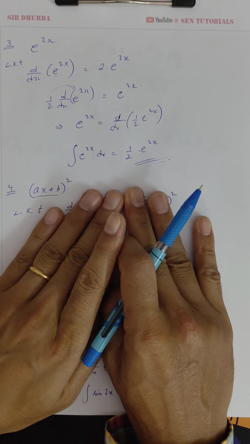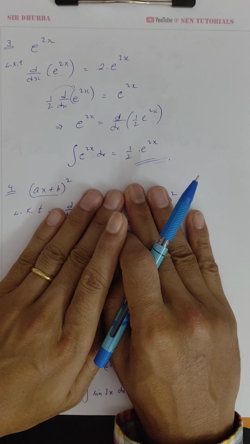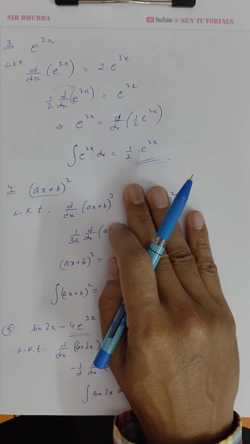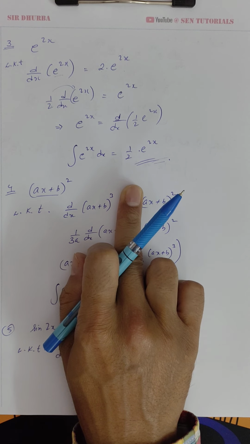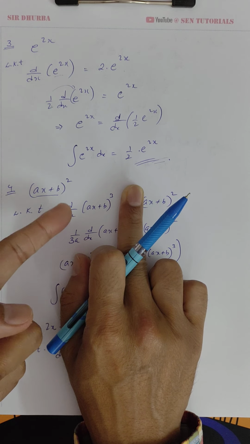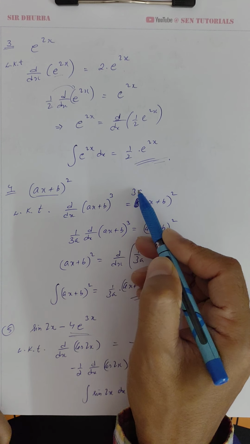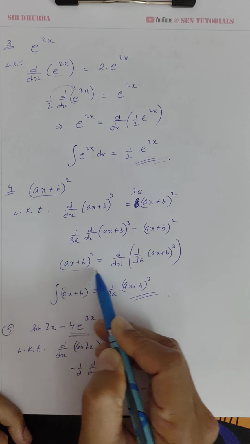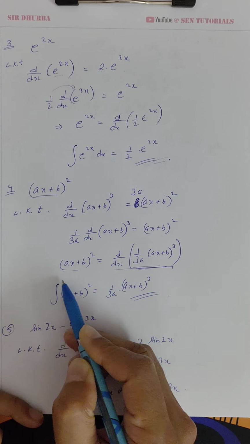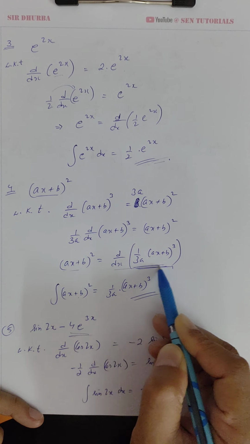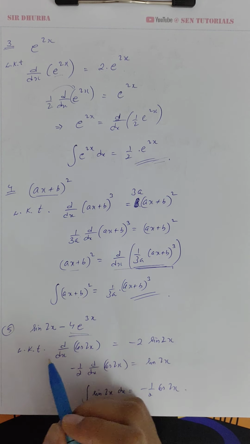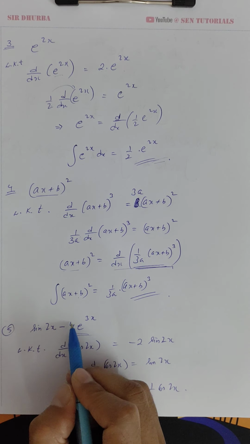Similarly, ax plus b whole square. Tell me which function if you differentiate you will have ax plus b whole square? Yes, ax plus b whole cube, isn't it? So if you differentiate ax plus b whole cube, what will you get? You will get ax plus b whole square, but when you go for the chain rule, you'll have 3a. So that 3a will come. So it's again the same process, cross multiplying, changing the sides. Then we can conclude that the antiderivative of ax plus b whole square is 1 by 3a times ax plus b whole cube. Next one, that is sine of 2x minus 4 e power 3x.